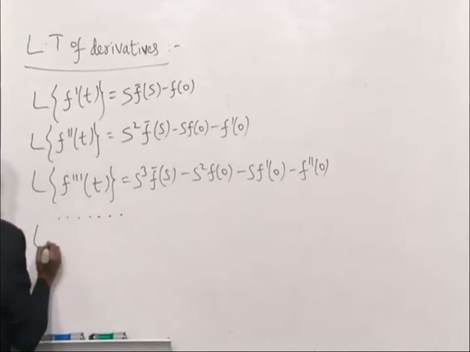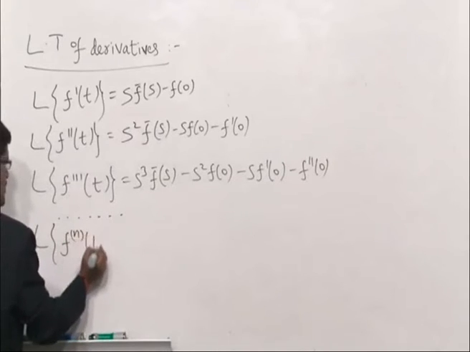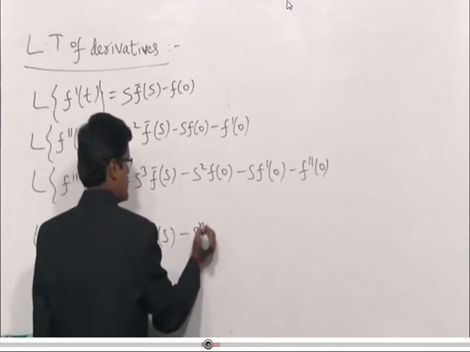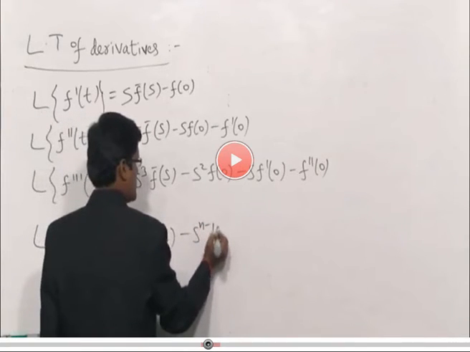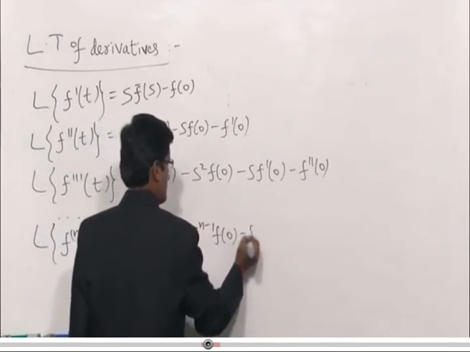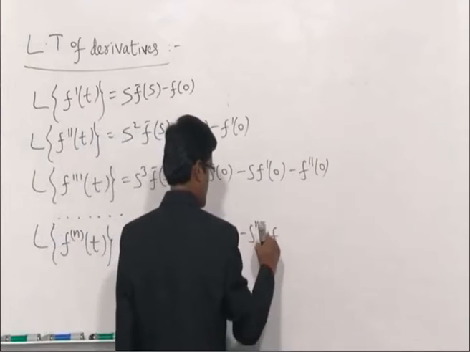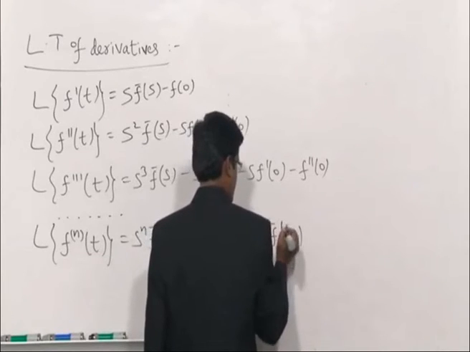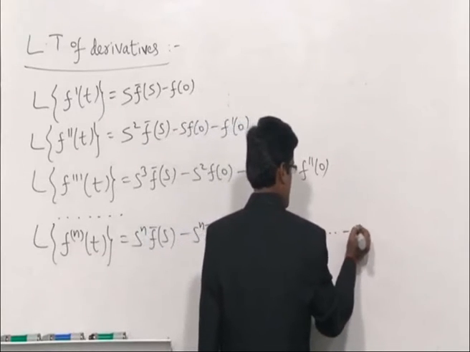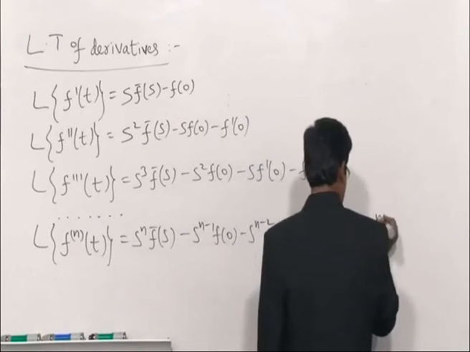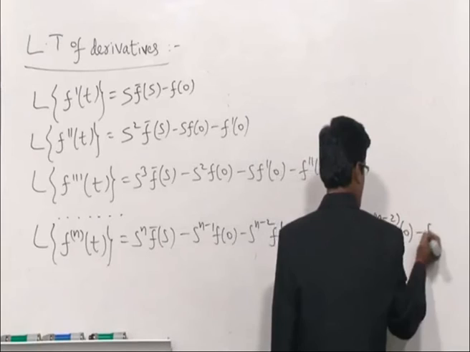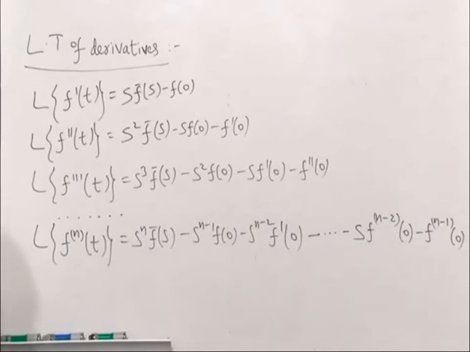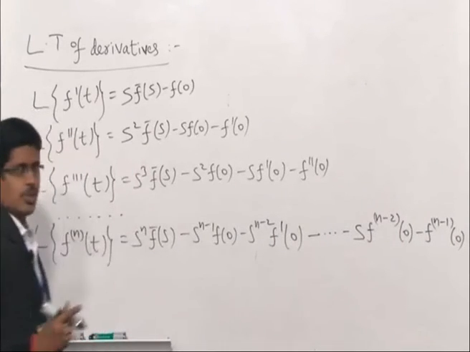and so on. L of the nth derivative of the given function f of t is equal to s raised to n f bar s minus s raised to n minus 1 f of 0 minus s raised to n minus 2 f dash 0, and so on, minus s times f of n minus 2 at 0, minus f of n minus 1 at 0. So many times this property is given directly for 2 marks, as the statement directly in the questions.